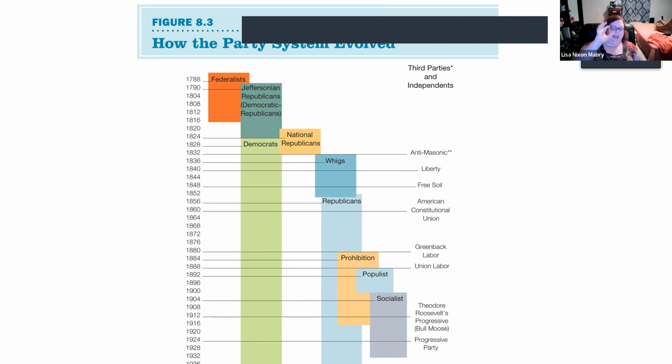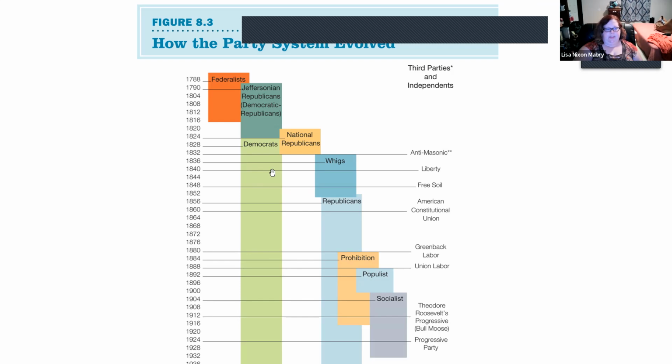So that's like kind of going into the second system. So we have Federalists and Jeffersonian Republicans. That's your first system, right? And then Federalists sort of fall apart, and then it's just Jeffersonian Republicans. And then they change their name up to the Democrats, and they end up electing Jackson.